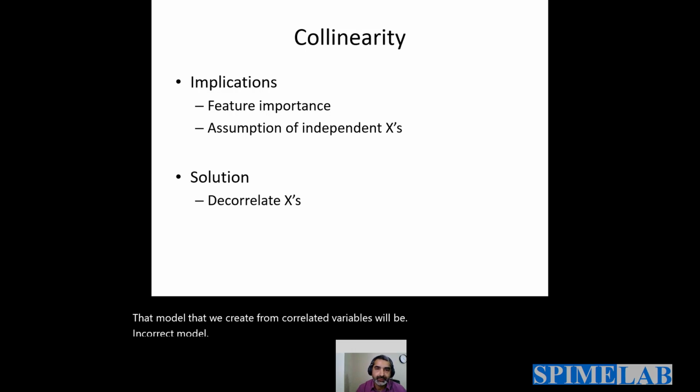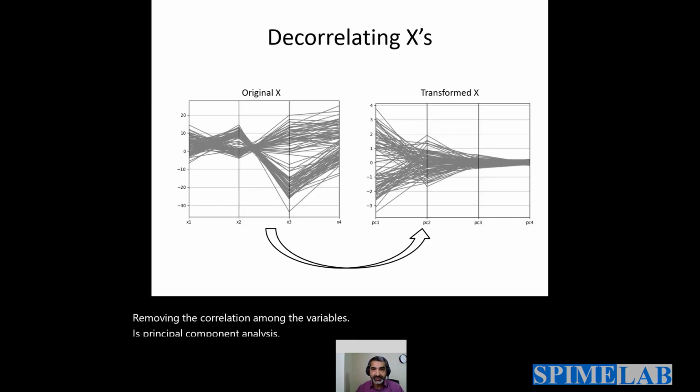So what would be the solution? To avoid these implications of collinearity in data, we decorrelate. There should be a way we decorrelate these variables. Removing the correlation among the variables is principal component analysis. Can you imagine, on the left hand side is the original data X. When we transform it using principal component analysis, the data looks like this. The same data becomes like this.